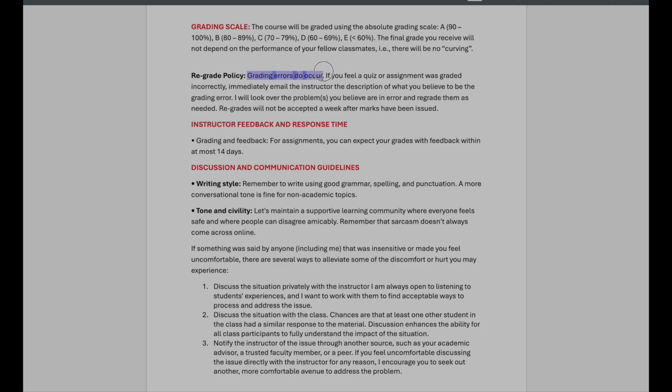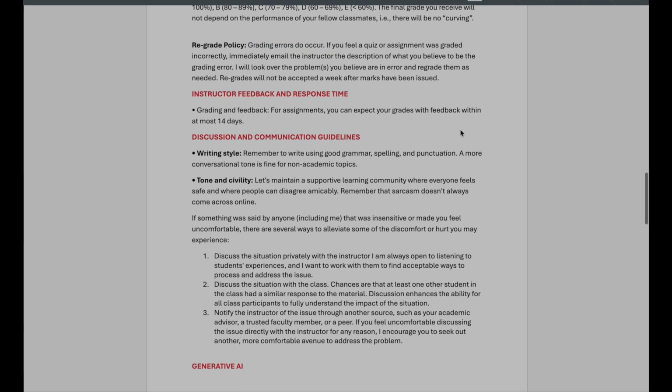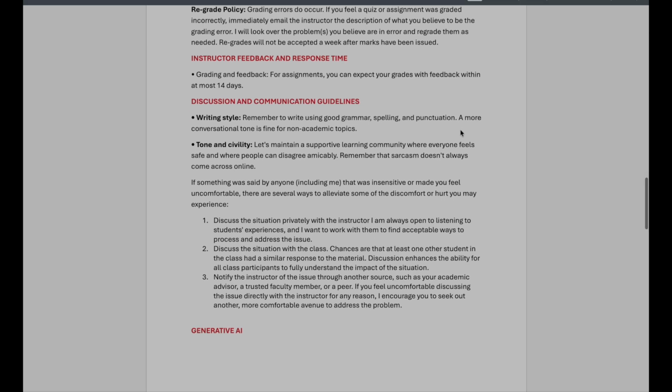Grading errors do happen. If you find that there was a grading error, then just email me and I will look into it. I will do that as quickly as possible.